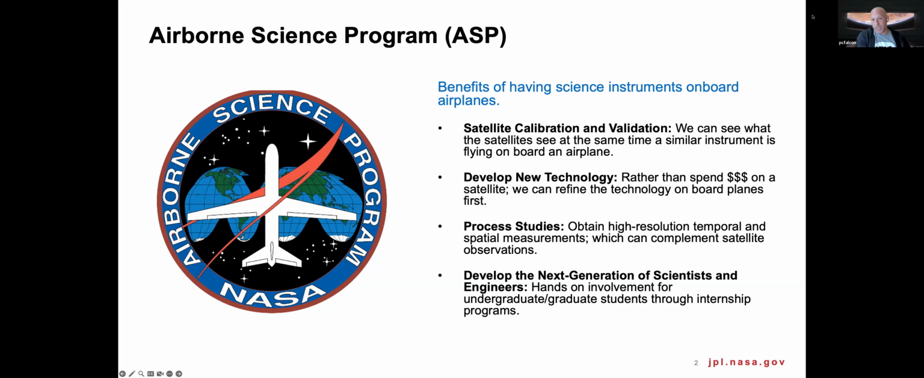We can also do process studies, meaning we can obtain high resolution temporal and spatial measurements. And we can do this while we're flying with satellites above as well. Because the airplanes are lower than the satellites, we can get really good resolution of what we're studying. So that's great to see and understand as well. And of course, with NASA, as we do with everything, we want to pilot that new next generation of scientists and engineers. So we have a lot of programs available to undergraduate and graduate students. So we have internships where these students can go on board airplanes and make measurements and study what's going on with our planet, just like our scientists, like Marc does.